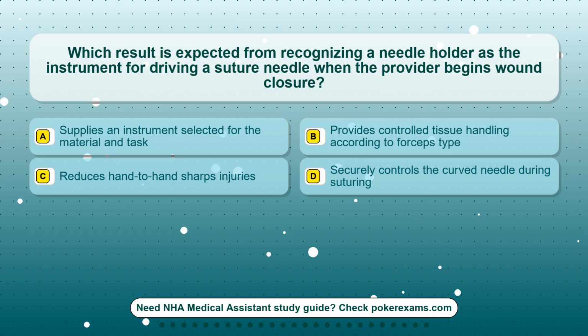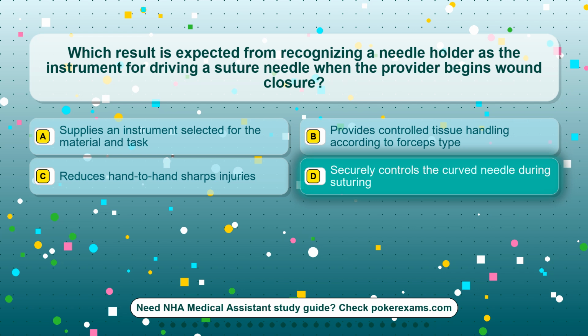Question 10. Which result is expected from recognizing a needle holder as the instrument for driving a suture needle when the provider begins wound closure? Option A. Supplies an instrument selected for the material and task. Option B. Provides controlled tissue handling according to forceps type. Option C. Reduces hand-to-hand sharps injuries. Option D. Securely controls the curved needle during suturing.